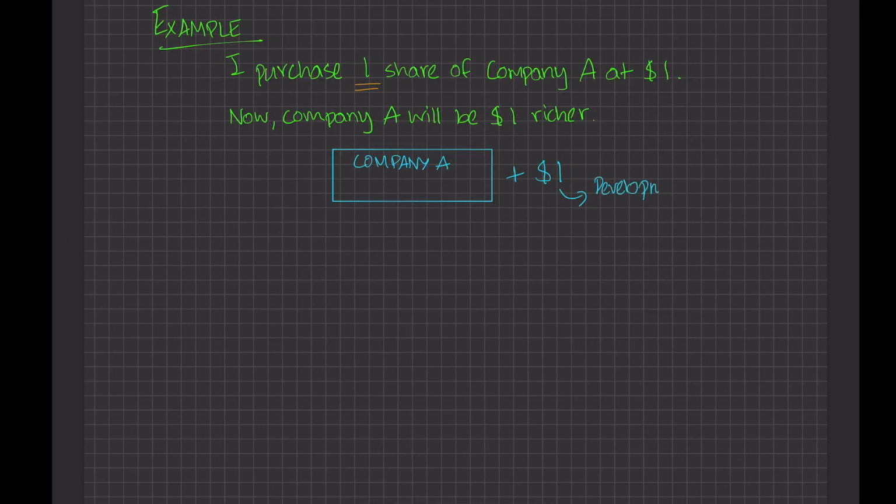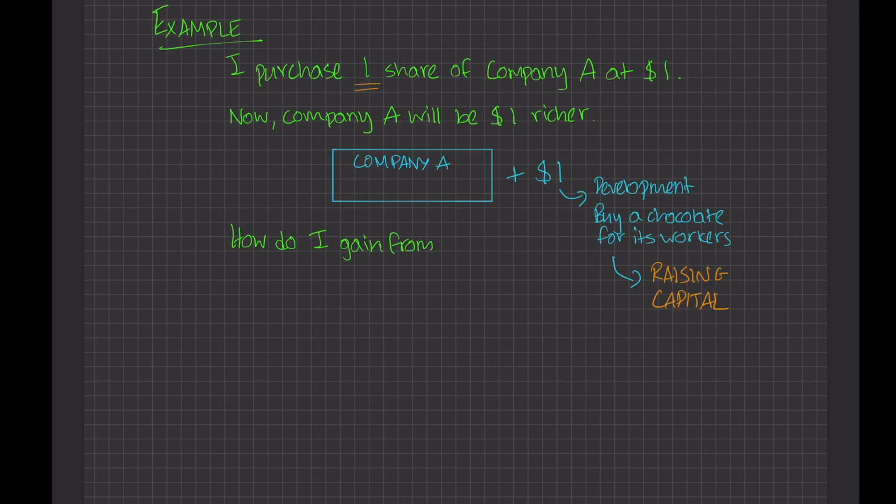And maybe the company will use this $1 for development, maybe improving their products, maybe paying their workers a little more, and for all you know, they could just buy a chocolate for all of its workers, keep them happy and productive. But in essence, Company A is raising capital, not only from me but also from a lot of other people, and then they can reinvest this capital in their company, and this is how I can gain from it as well.